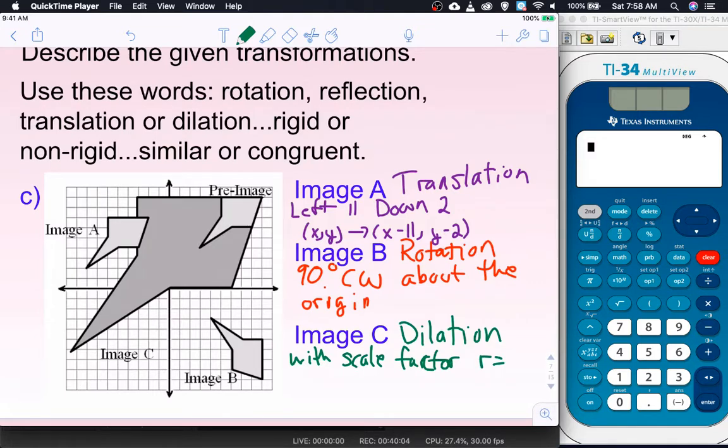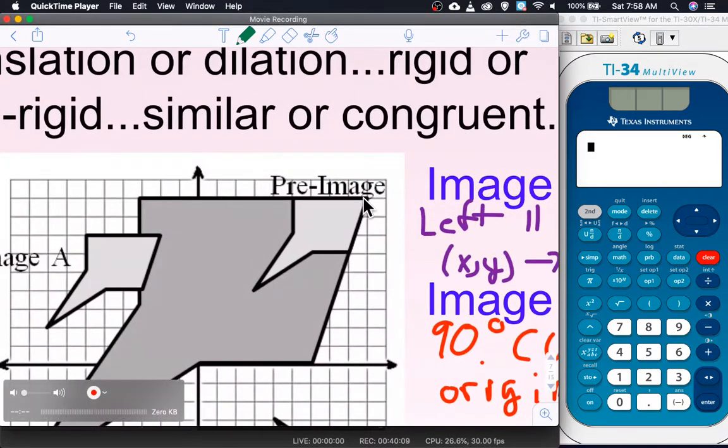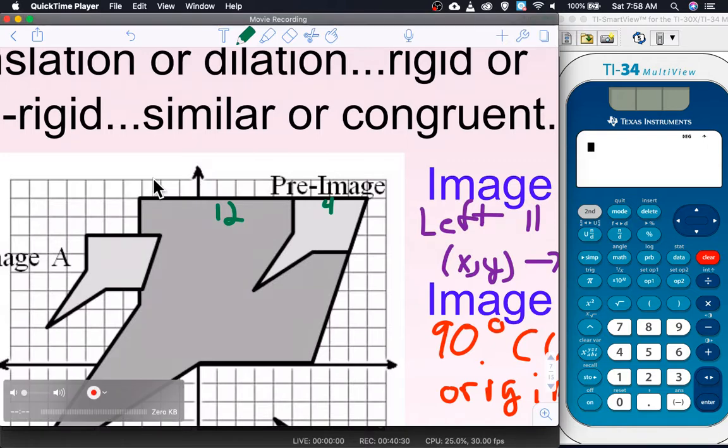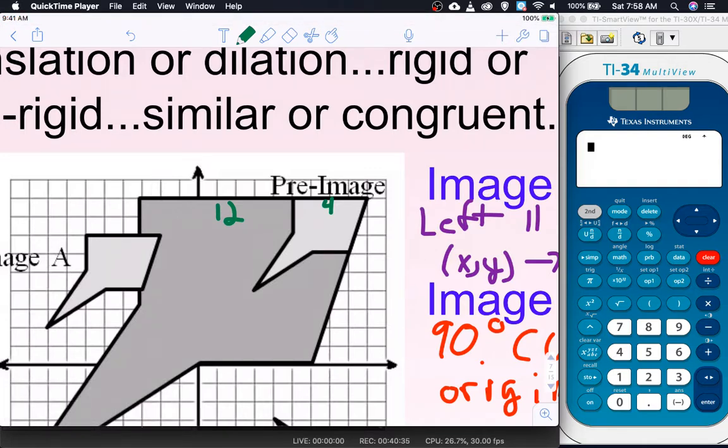R equals, well, how much bigger is it? Well, we have to count boxes to figure this out. Like here, this is 1, 2, 3, 4. This was originally 4 units big. How big is it now? 1, 2, 3, 4, 5, 6, 7, 8, 9, 10, 11, 12. It went from 4 to 12. How much bigger is that? And we're not going to say it's 8 bigger, because the dilation is multiplicative. It is a times. How many times bigger is it?